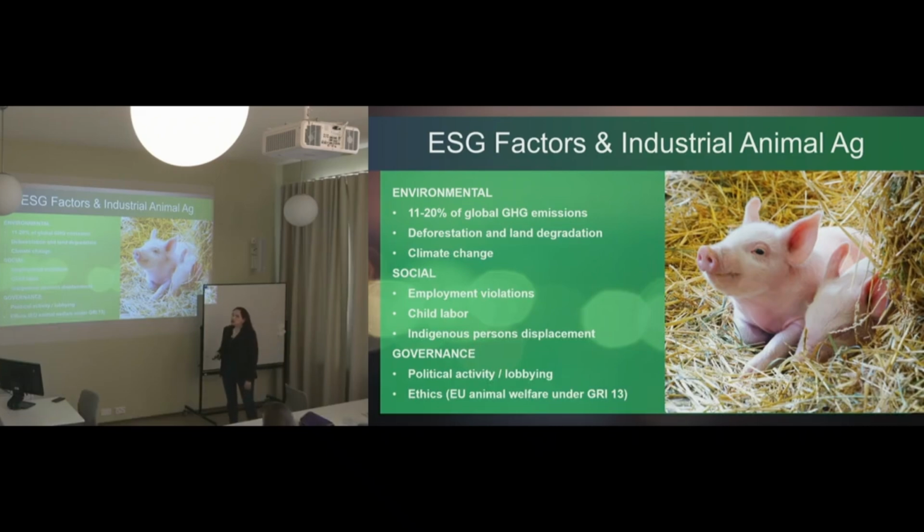The social factors, this is not a complete list by any means. There's so many different things that the industrial animal ag industry does that might fall under these categories. But we know that we've seen child labor in cleaning machines at night at slaughterhouses. We know that indigenous persons have been displaced off their lands. We know that there's a lot of employment violation going on here. And governance, that could be political activity or lobbying of the industry, and ethics falls under governance, corporate ethics.